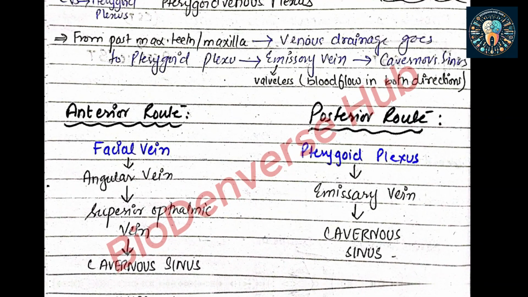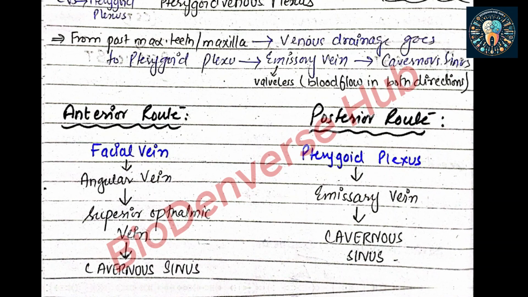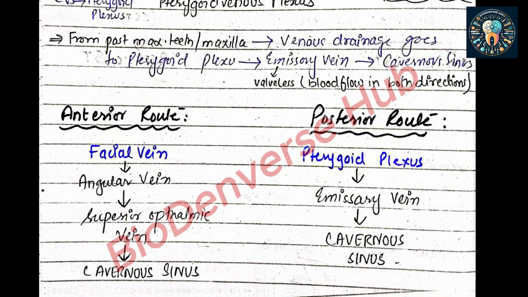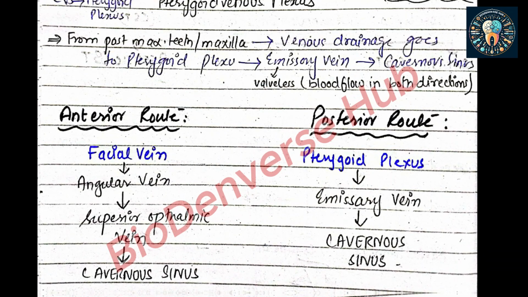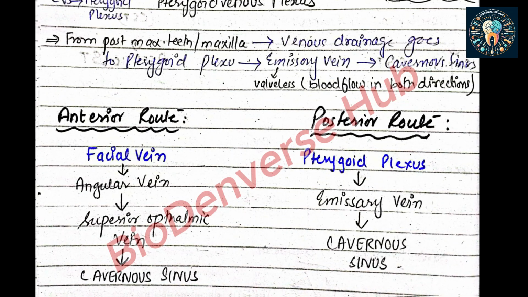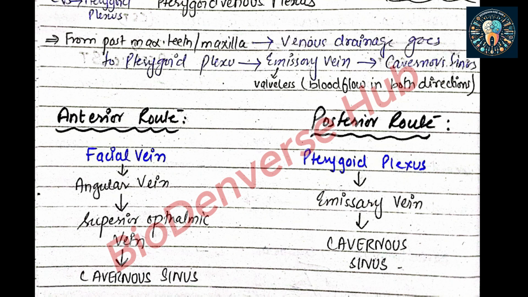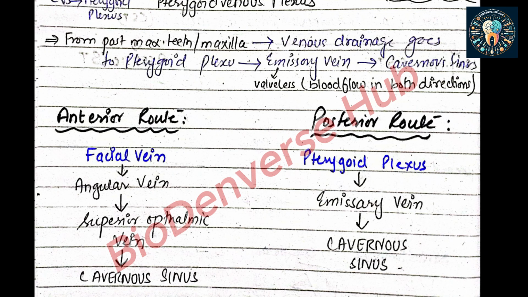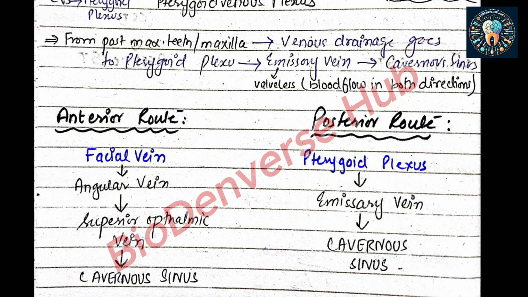Any odontogenic infection from posterior maxillary teeth will directly involve the venous drainage, which goes to the pterygoid plexus. There the infection will spread through the emissary veins, which are also valveless, three or four emissary veins. These emissary veins are connected directly to the cavernous sinus, and will lead to infection spreading towards the cavernous sinus and in turn cause thrombosis there.